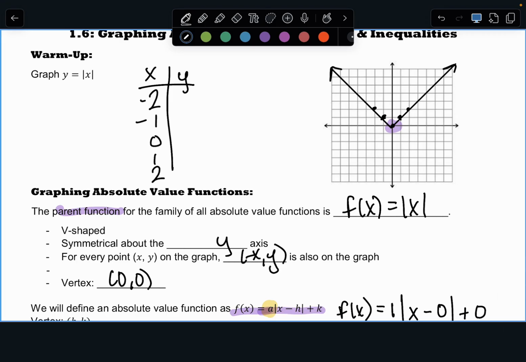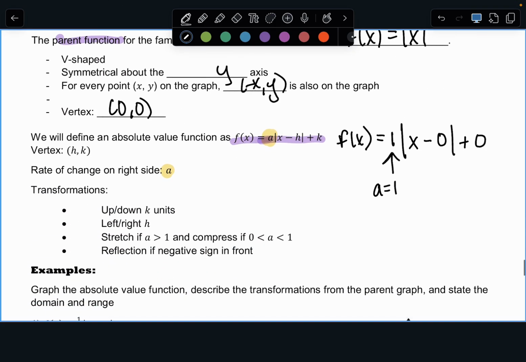What would the slope of the left-hand side here be? -1. It's the opposite. It's the negative version. So your rate of change on the left is negative A. We just flip the sign to make that V shape.